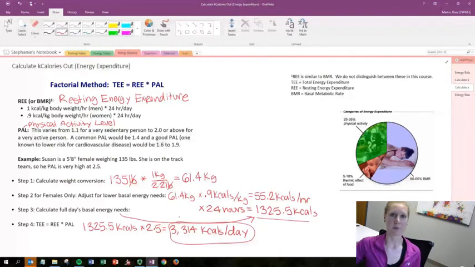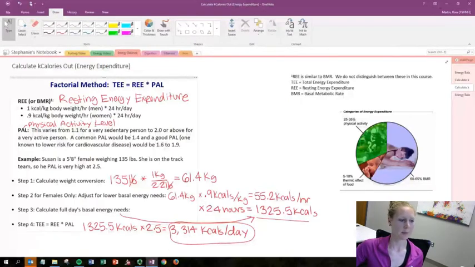So this is a few more steps, but it's really all pretty simple math. Just remember, for females, you times it by the 0.9, and for males, you would just times it by the 24 hours to get the REE per day. And then you're going to multiply it by that PAL, which will be given.